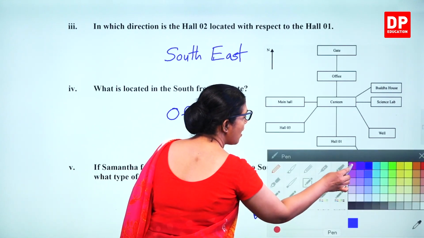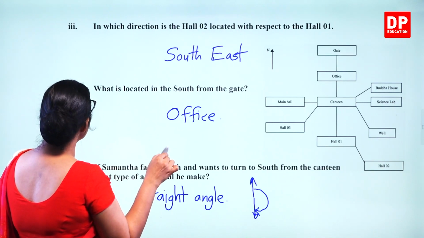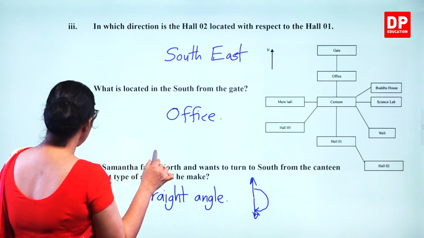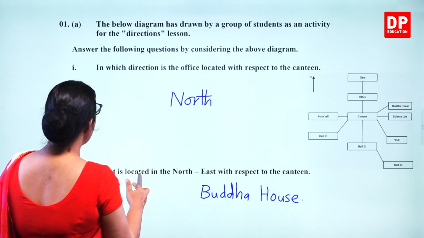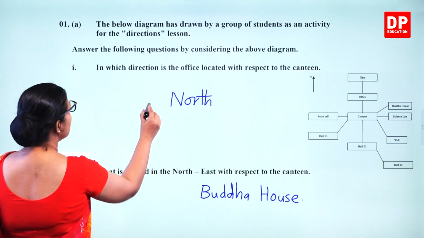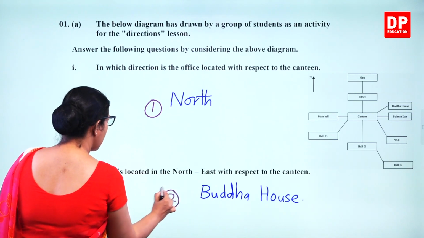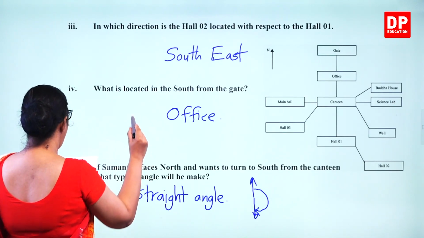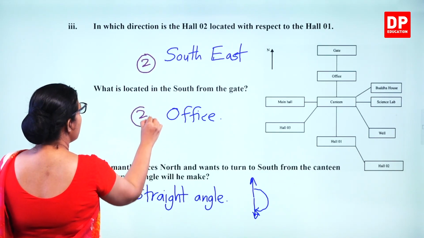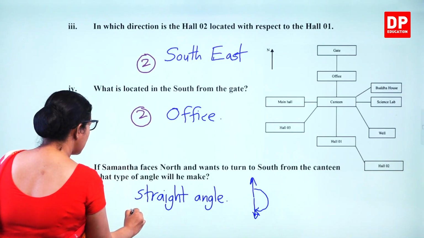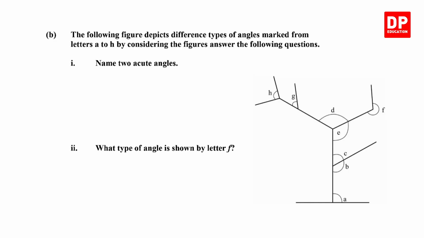So how many marks for these questions? Now we did all 5 parts. Let's see how many marks for the first one. This is part A. North, 1 mark. Buddha house, that's 2 marks. 3, then southeast, 2, 5, 7, that's office, and then 9. So let's do the next part, part B.